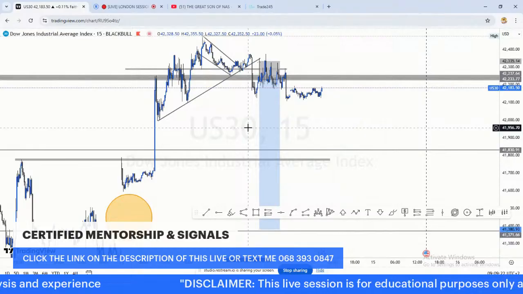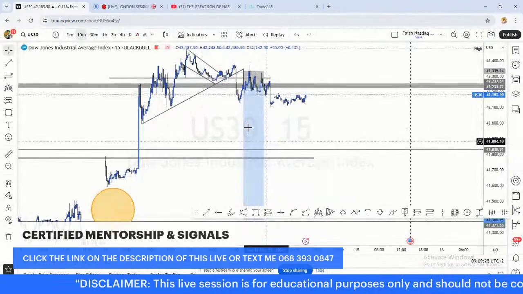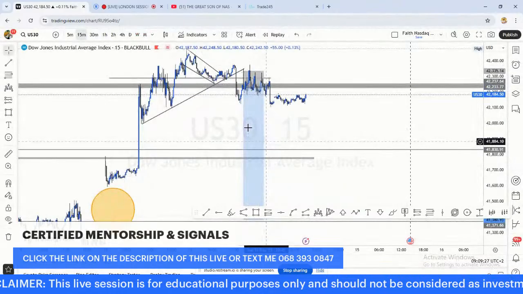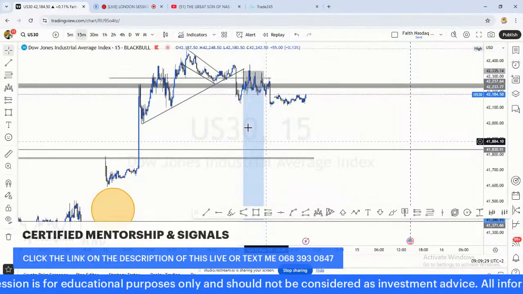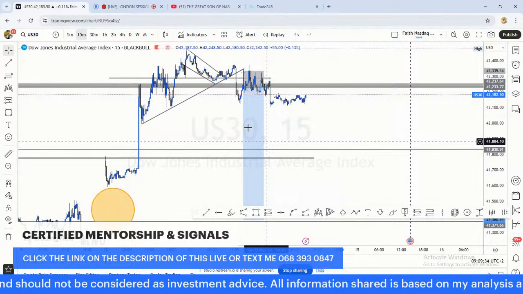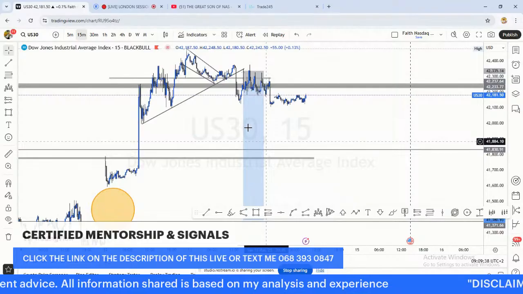Okay, let's see, guys. Let's start with this one, USDT. Yeah, USDT. Going to start with USDT now. You understand? So yeah, let's see.